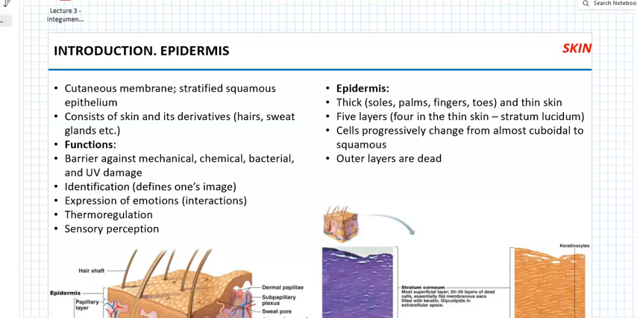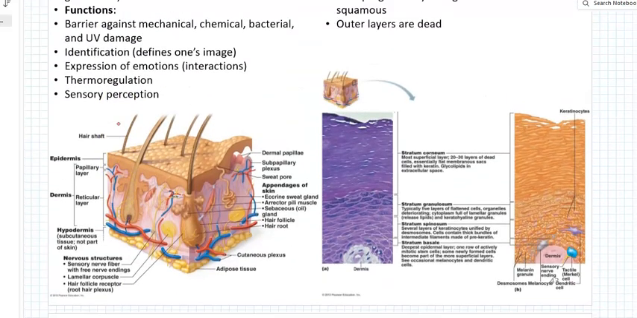So skin consists of two layers, as you can see on this illustration. The superficial layer here, that's epidermis, and the deeper layer, that's dermis. Okay? Functionally, obviously, the main function of the skin is that it is a barrier.